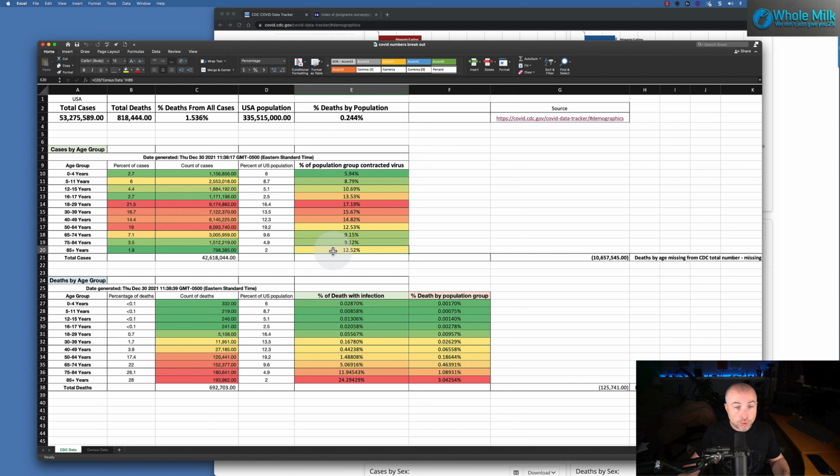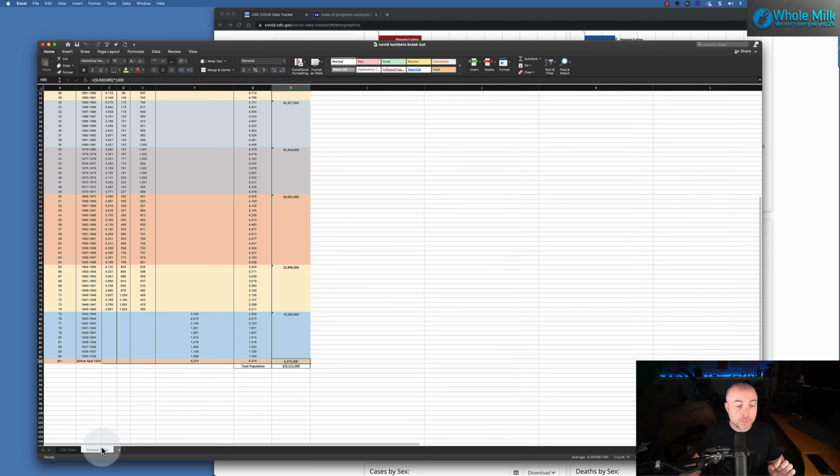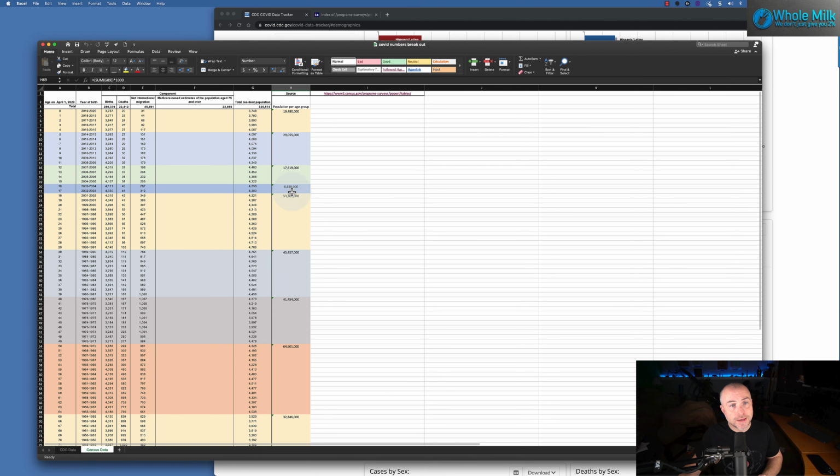12% of that total population contracted COVID, and 24 of that 12% died from COVID. So I find that quite interesting. Then I made another column over here, percentage of death based on the population of the group. So this goes based on the numbers from the census data, the total tallies from the census data in each age range. So 0 through 4, 5 through 11, using these tally numbers based on the population that the census is providing.